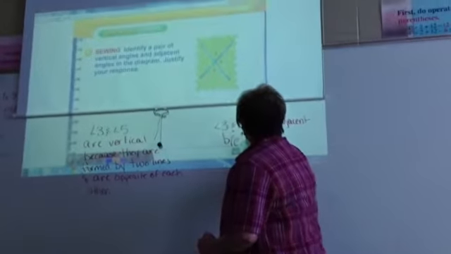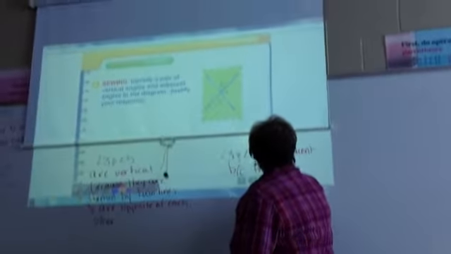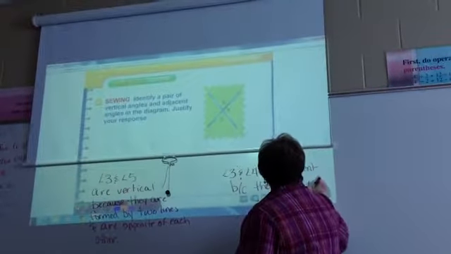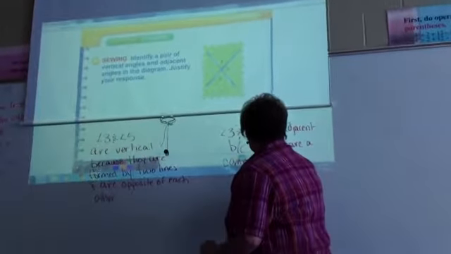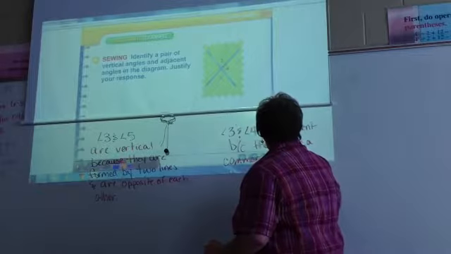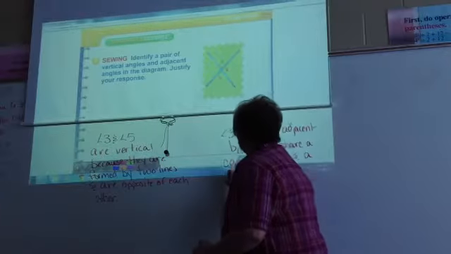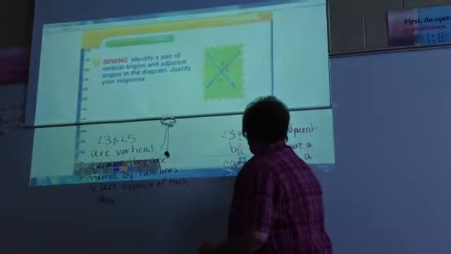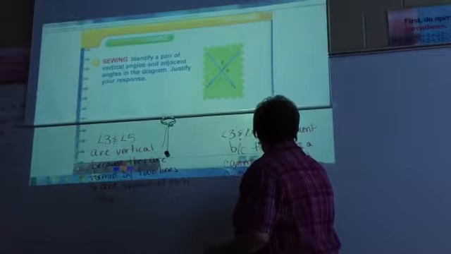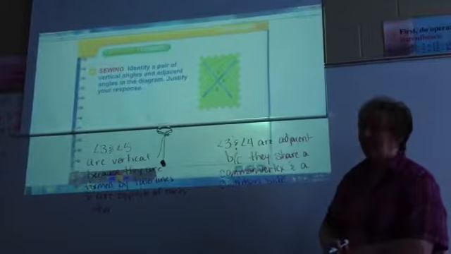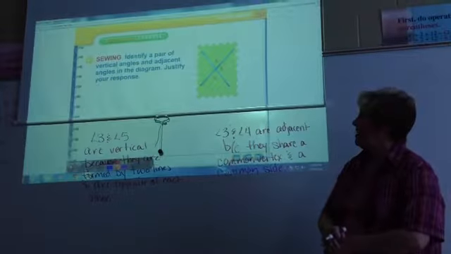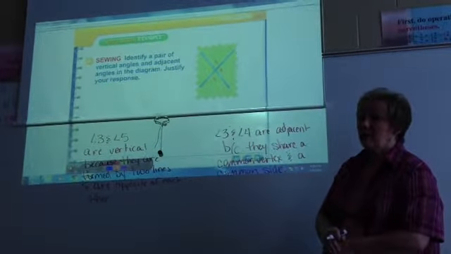because they share a common vertex and a common side. Do you see another pair of adjacent angles? I do. I'm going to leave you to think on that one. I may ask you that question when you get back to class.